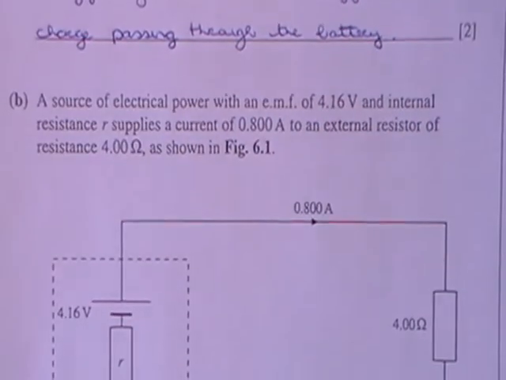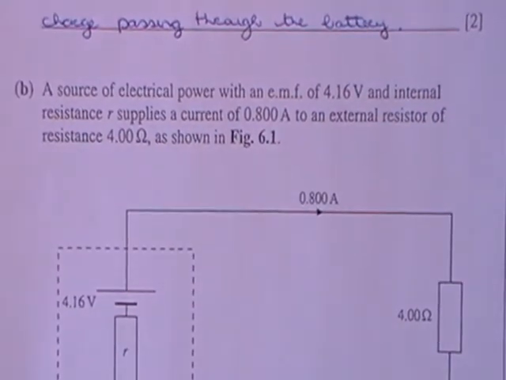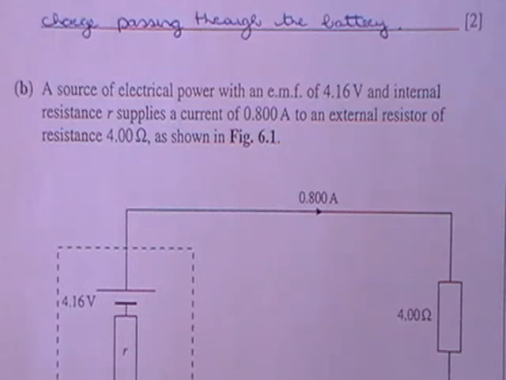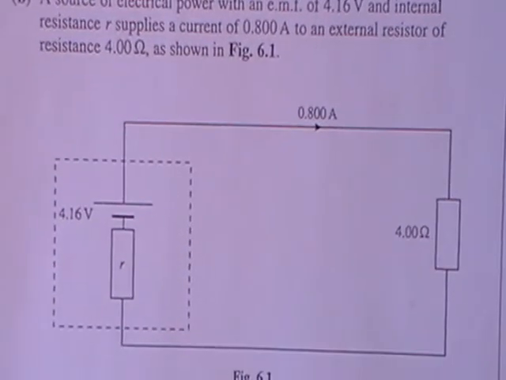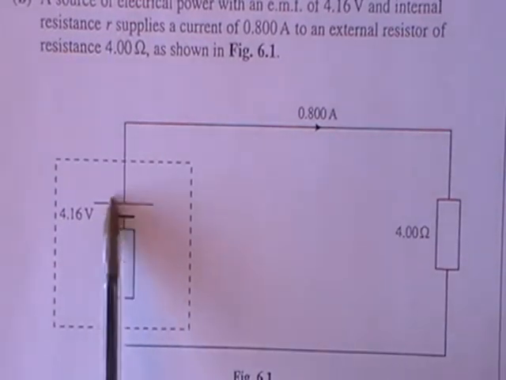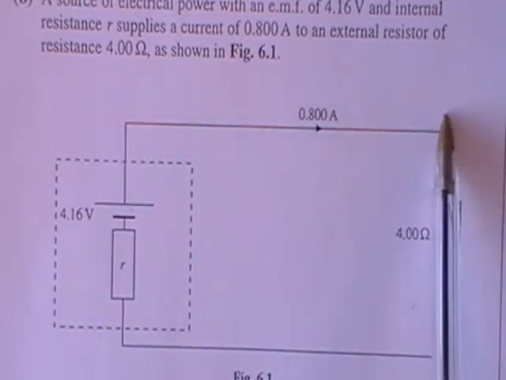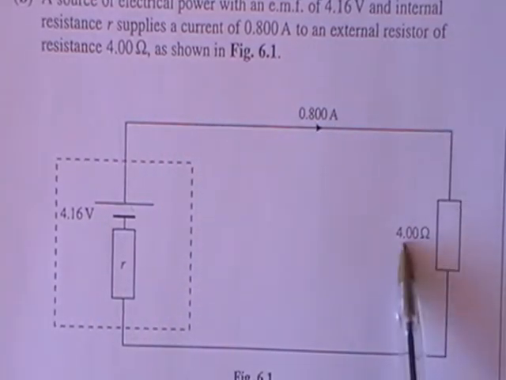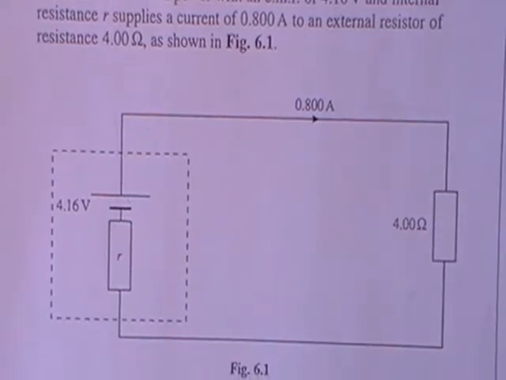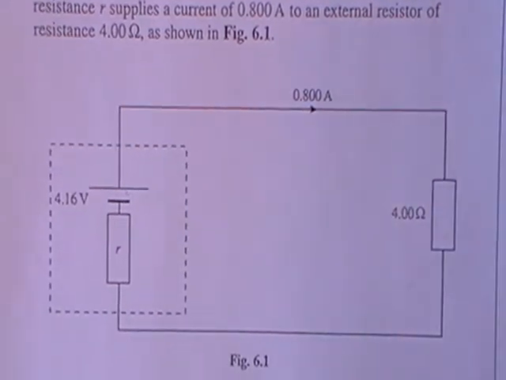A source of electrical power with an EMF of 4.16 volts and an internal resistance, small r, supplies a current of 0.8 amps to an external resistor of resistance 4 ohms as shown in figure 6.1. So in figure 6.1 what we have is a battery or cell. It has its internal resistance r here. There's a current of 0.8 amps flowing around the circuit, and there's an external resistor of 4 ohms connected in the circuit. It then says calculate the internal resistance of the source.